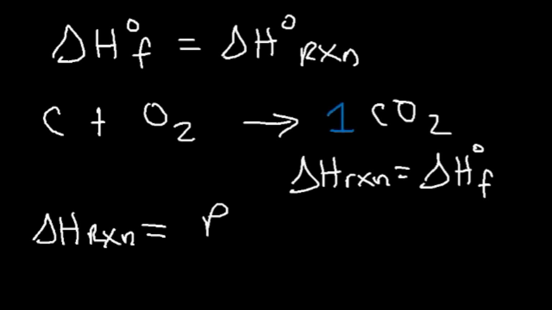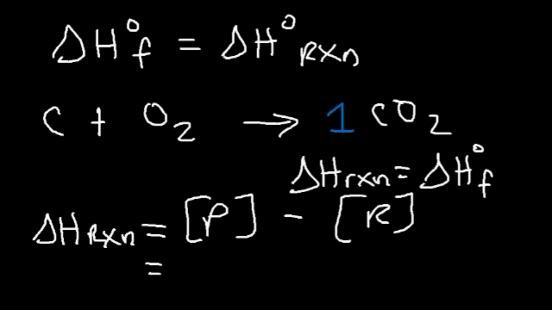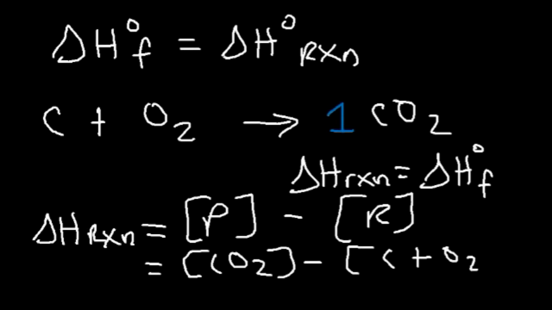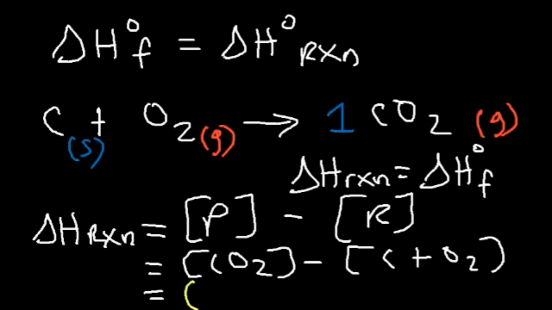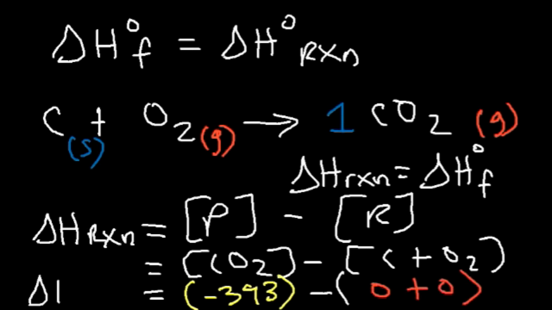Now let's prove it. We know that the enthalpy of reaction is always equal to the products minus the reactants, that is the sum of the products minus the sum of the reactants. So it's going to be CO2, which is the product, and the reactants are carbon plus oxygen. By the way, this is a gas, and this is a solid. So the enthalpy of formation for CO2 is negative 393, and the enthalpy for a pure element is always 0.